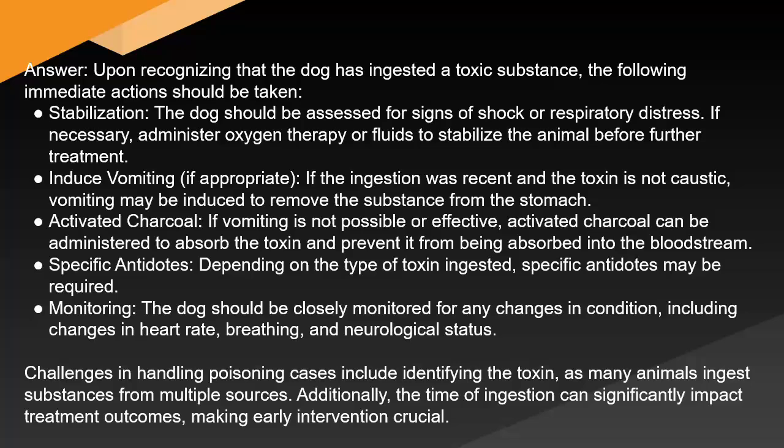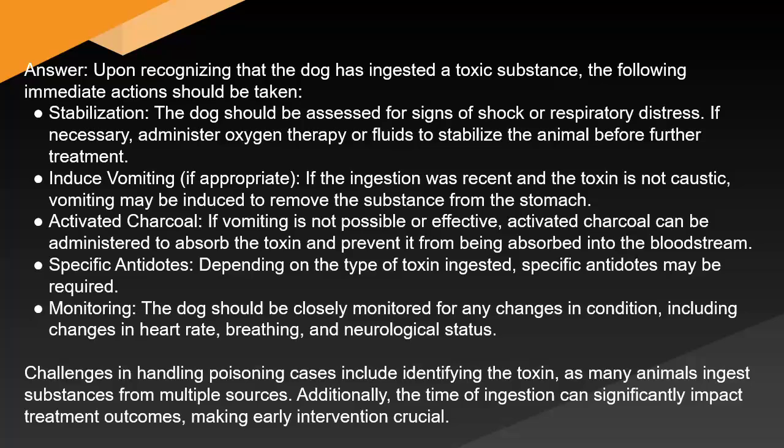Stabilization. The dog should be assessed for signs of shock or respiratory distress. If necessary, administer oxygen therapy or fluids to stabilize the animal before further treatment. Induce vomiting, if appropriate. If the ingestion was recent and the toxin is not caustic, vomiting may be induced to remove the substance from the stomach. Activated charcoal: if vomiting is not possible or effective, activated charcoal can be administered to absorb the toxin and prevent it from being absorbed into the bloodstream.